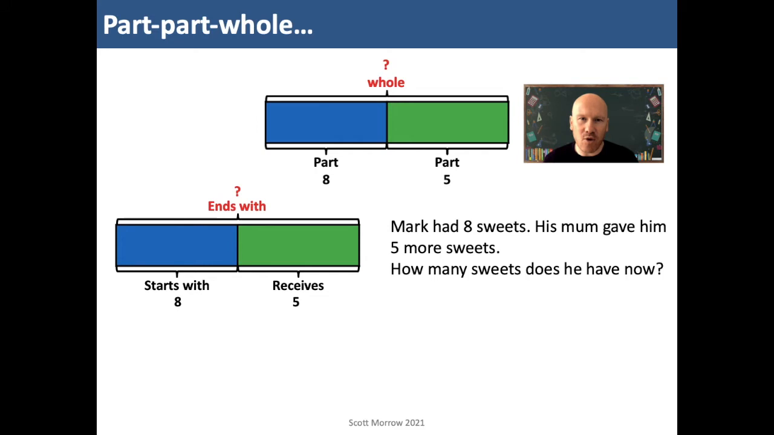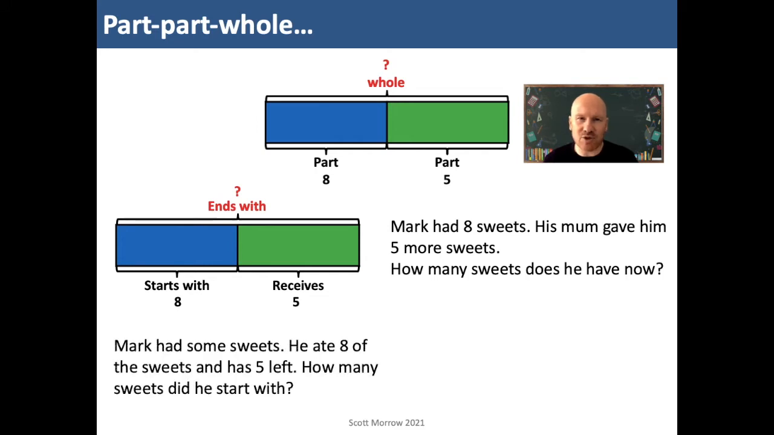Let's consider another problem. Mark had some sweets. He ate 8 of those sweets and has 5 left. How many sweets did he start with? In this problem, some of the sweets are being eaten, so the amount of sweets is reducing. For this reason, it's a common mistake for pupils to solve this using subtraction and get an incorrect answer of 3.